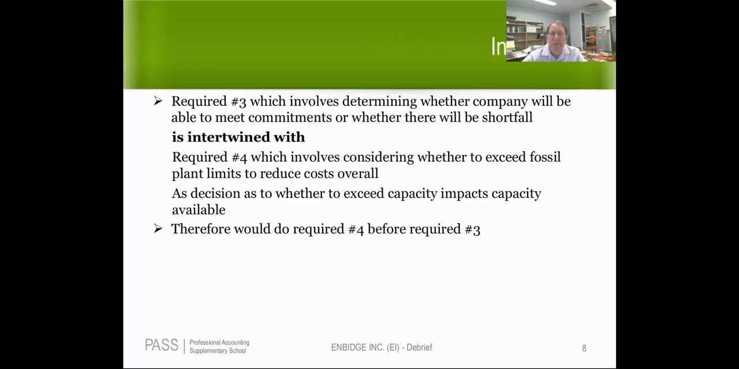Okay, now, there is a little integration here, pretending that we had just done the whole plan, put it together before we look at the individual requireds. Number 3, where you're dealing with this business of can they meet the commitments or whether there'll be a shortfall, is intertwined with number 4, where you're talking about should I exceed the fossil fuel limits. So it might make sense to do number 4 before we do number 3.